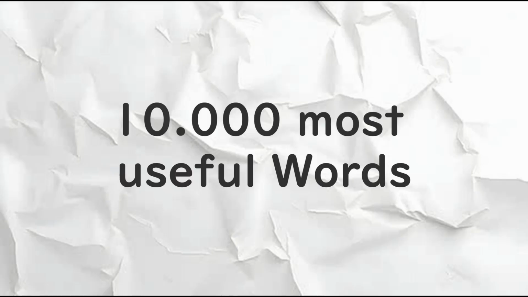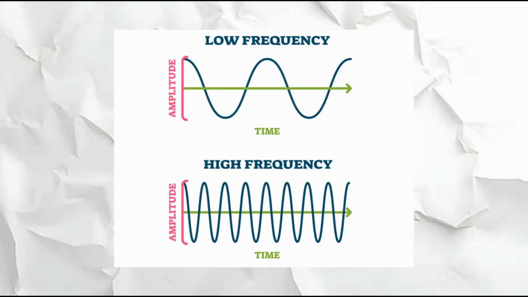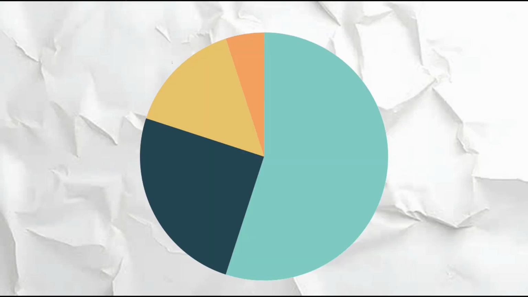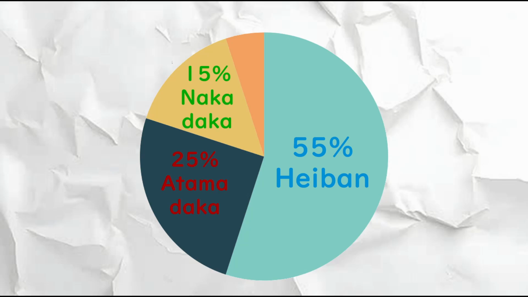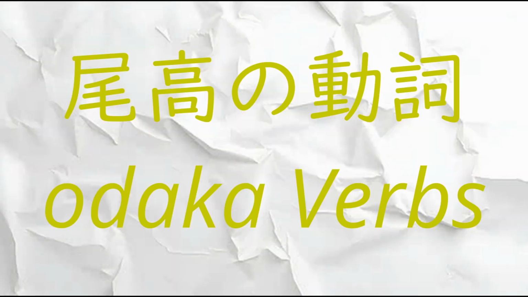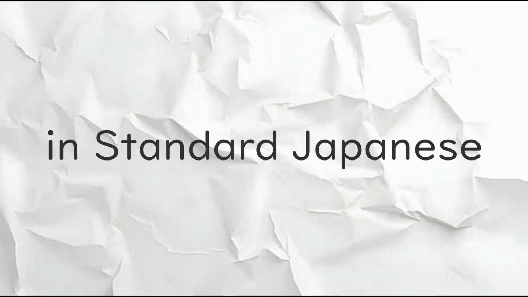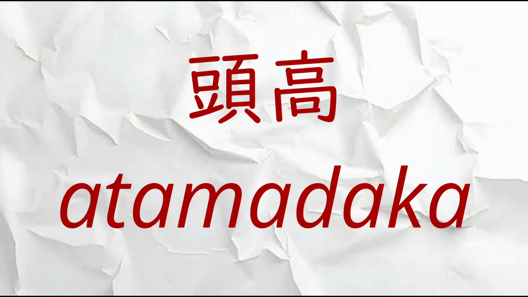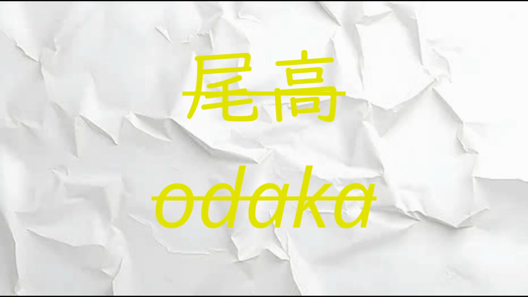Of the 10,000 most useful Japanese words, the frequency of each pattern is this. Heiban is used most of the time, 55%, atamadaka 25%, nakadaka 15%, and odaka 5%. So if you're in doubt, guess heiban mostly. Odaka verbs don't exist in standard Tokyo pitch Japanese. They are either heiban, atamadaka, or nakadaka, but not odaka in standard Japanese.